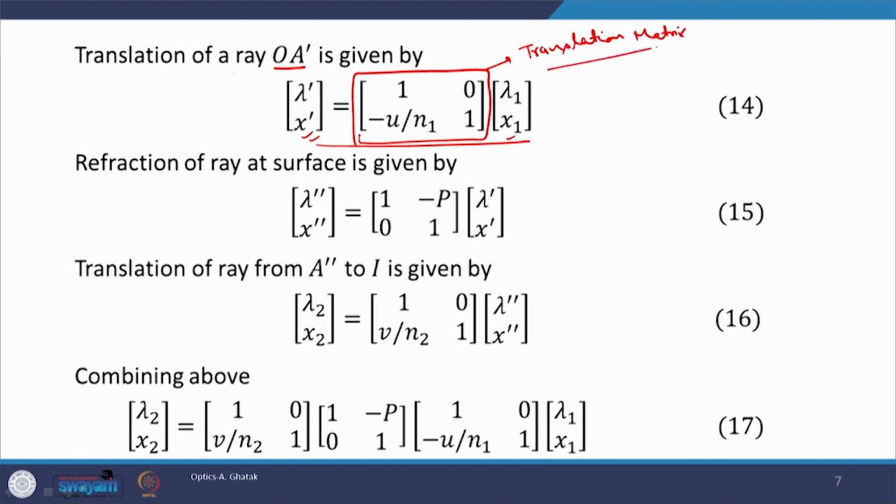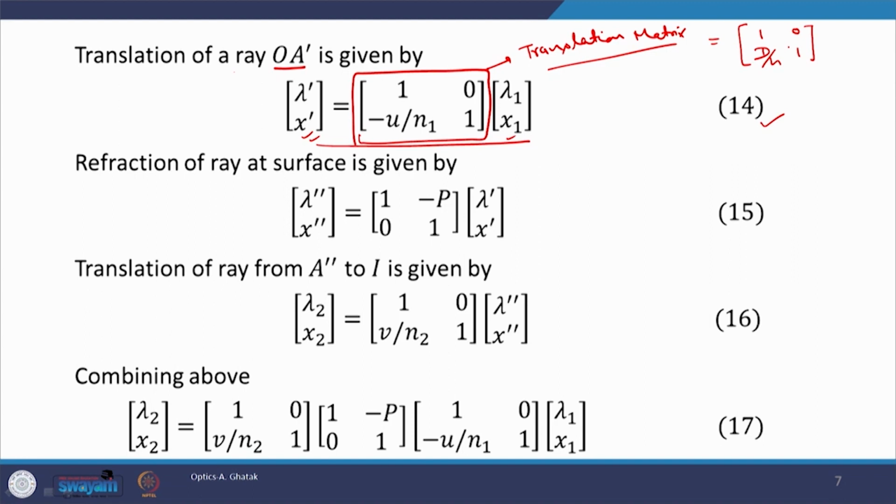And we have already derived the equation to connect lambda 1 x 1 and lambda prime x prime in our previous class. Therefore, equation 14 represents this connection, and these coordinates of O and A prime are related with a translation matrix. We know that the translation matrix has this formula 1 0 d by n, and 1, where d is the horizontal separation between the points within which the ray is traveling.